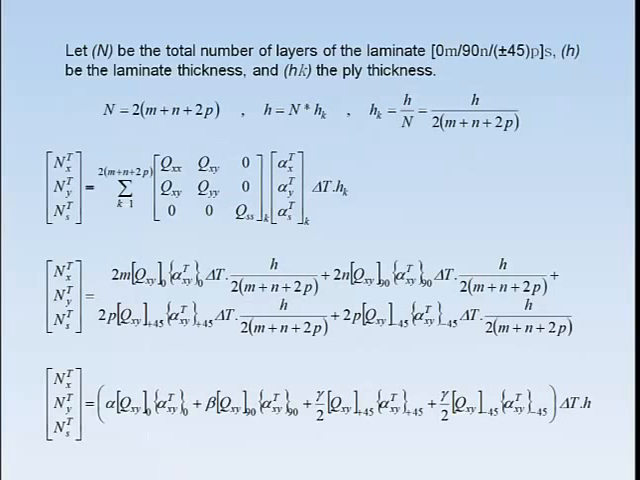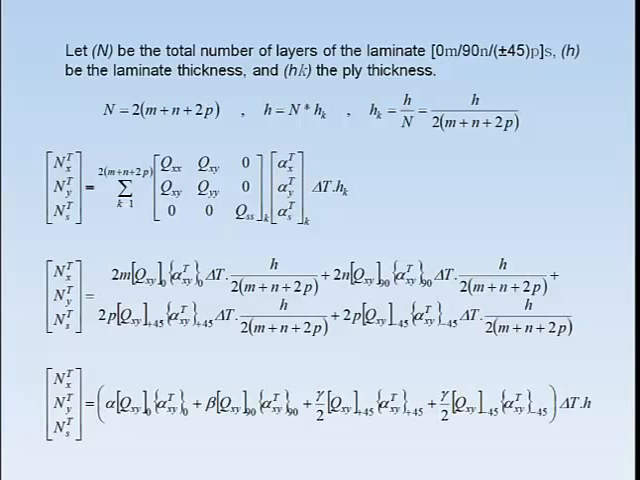Let N be the total number of layers of the laminate with 0m, 90n, plus or minus 45 degree plies. H be the laminate thickness and hk be the ply thickness. N equal to 2 into (m plus n plus 2p), h equal to N into hk, where hk is given by h by capital N, equal to h by 2 into (m plus n plus twice p).